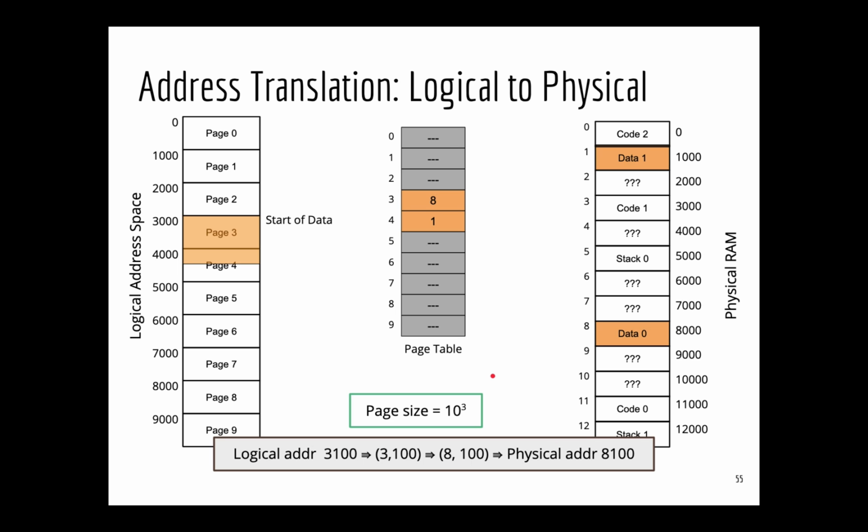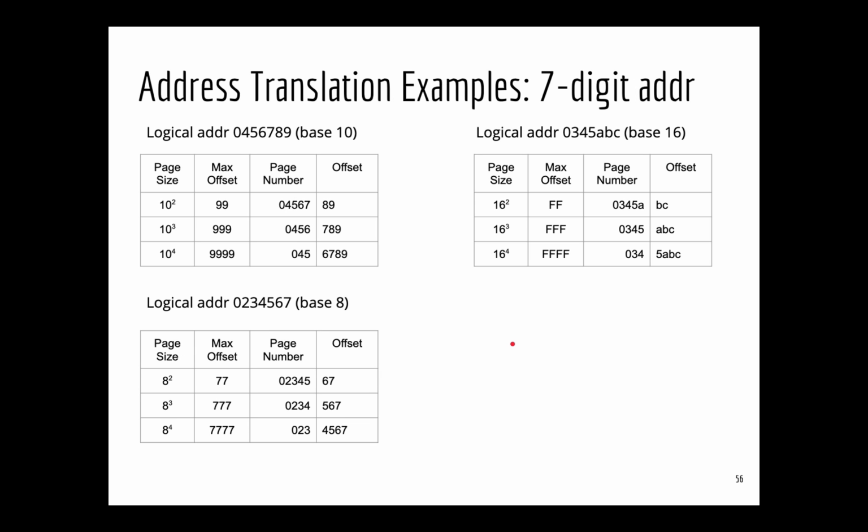So what is important from this example? Apparently, when the page size is a power of some number, in our case 10 to the power of 3, then automatically the last 3 digits of our logical address is the offset in the page or offset in the frame. And then the remaining number to the left of the offset will be either the page number or the frame number. So let's generalize this idea.